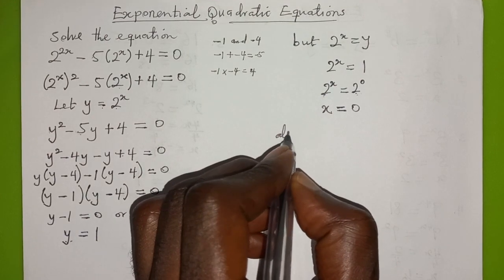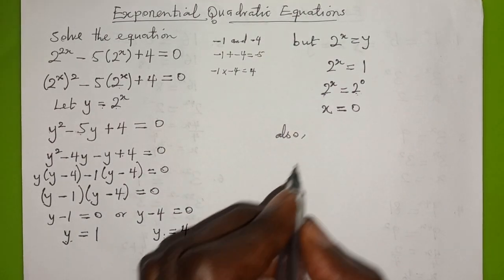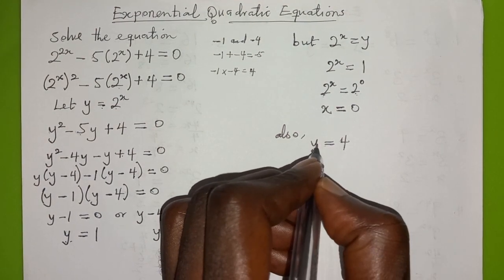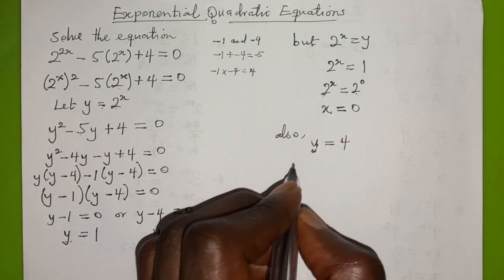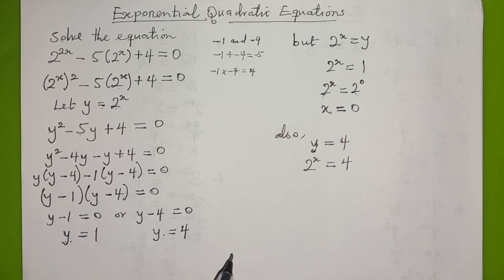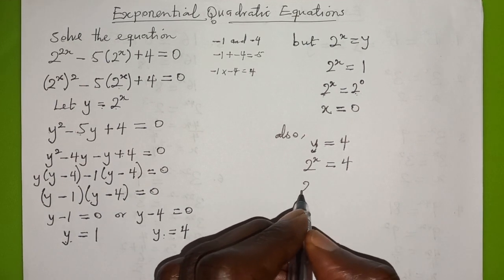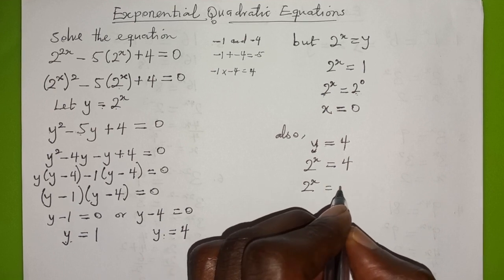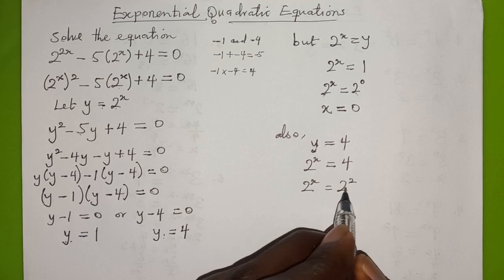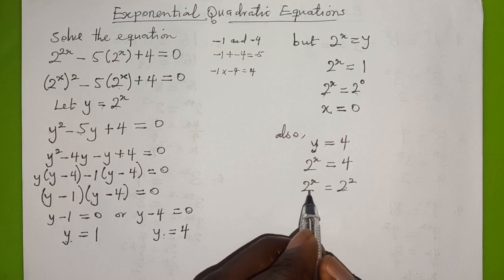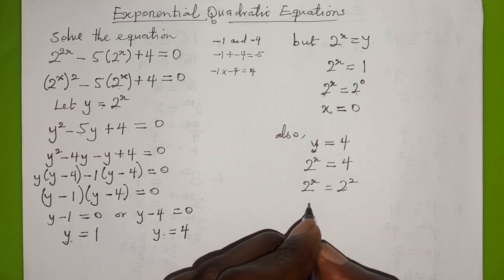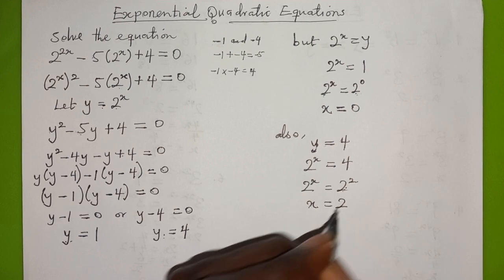Also, the second answer is y equals 4. And we can replace that by 2 raised to the power x equals 4. This would become 2 raised to the power x equals 2 raised to the power 2. 2 raised to the power 2 is 4. The bases are the same. If the bases are the same, then our powers should be equal as well. So this will become x is equal to 2.